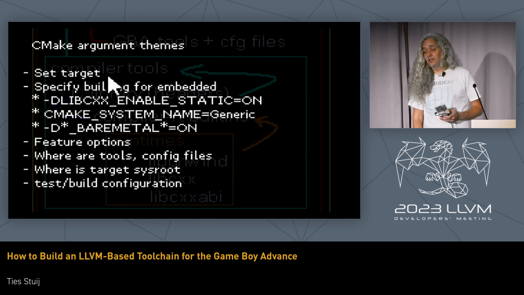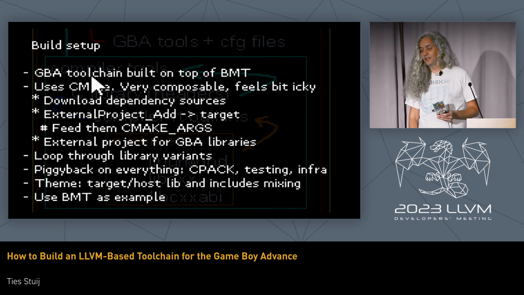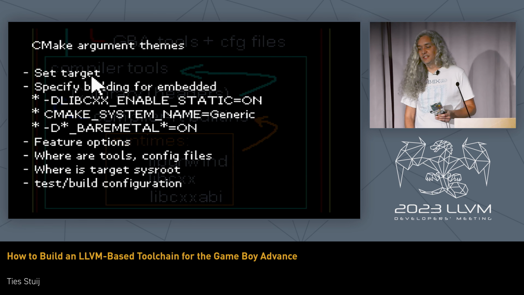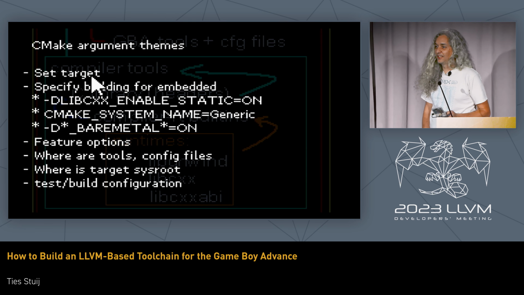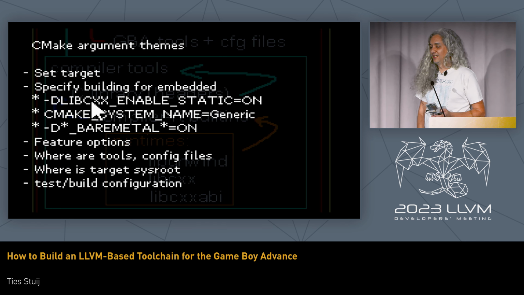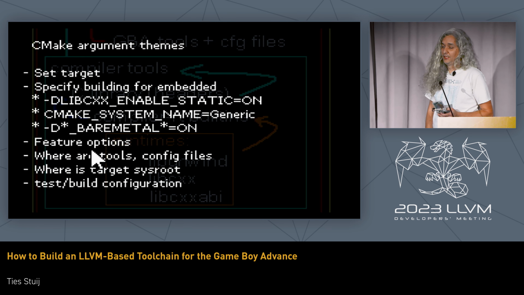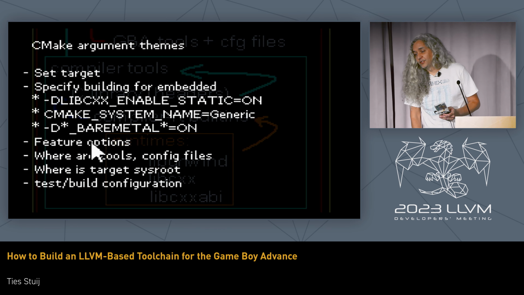CMake argument theme. As I said, at some point you need to chug in CMake arguments to these different projects, and I think there's a couple of things to look out for. First of all, use this example, because figuring this out for yourself is a hassle, and you can see what you need and what you don't need. But there are some themes here.